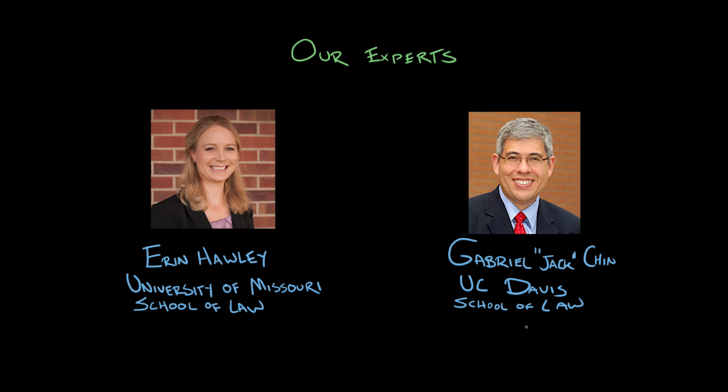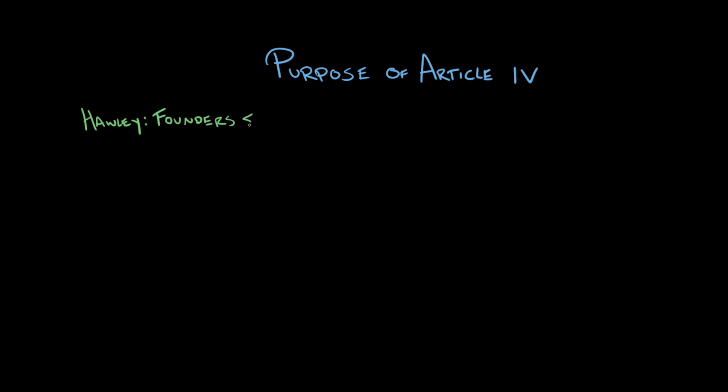So, Professor Hawley, can you take us a little bit through why the framers included Article 4? What was its purpose? The founders of the Constitution were very concerned that the federal government be one of limited powers. And because of that, they saw the states as having an active and critical role in placing a check on the federal government. So we've got the 3 branches and their own checks and balances, and then we've got the federal government and the state government also playing a role in checking and balancing each other.